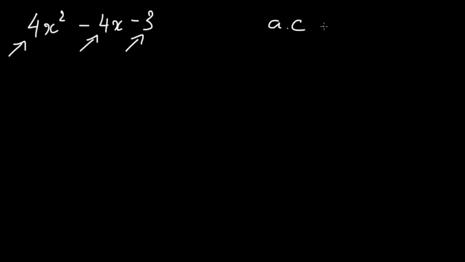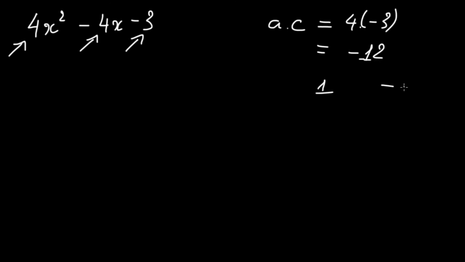Let's look at this example. 4x squared minus 4x minus 3. You see a equals 4, b equals negative 4, and c equals negative 3. You put a times c equals 4 times negative 3 equals negative 12.